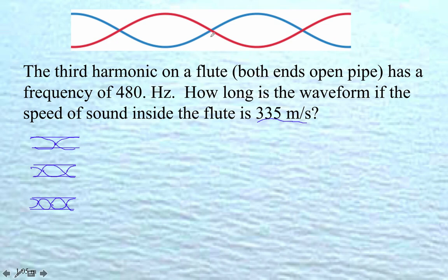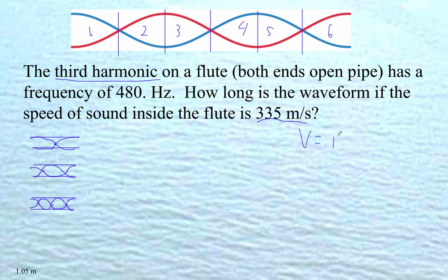Okay, so again, we're going to set up a number sentence here. So first step is to figure out what harmonic I am talking about. Well, this is the third harmonic. How many quarter wavelengths do we have here? We have 1, 2, 3, 4, 5, 6 quarter wavelengths. So for this one, I guess I can't set up this thing first. I think I'm going to do this first.